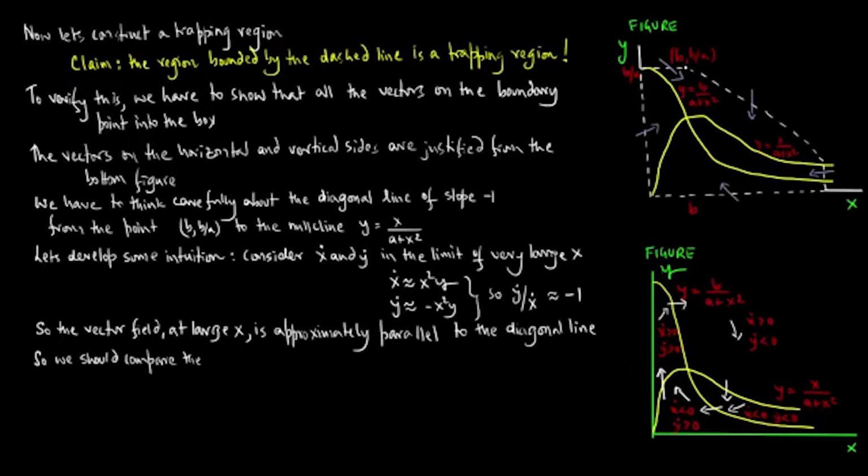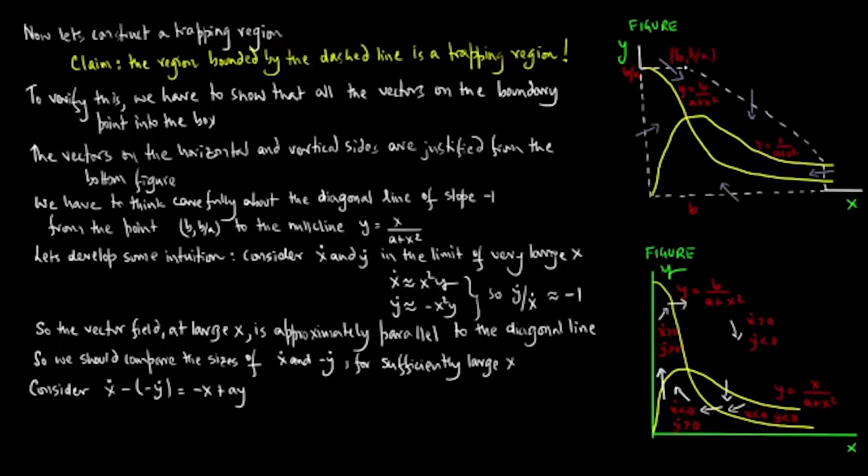So we should compare the sizes of x dot and minus y dot for sufficiently large x. So consider x dot minus y dot, which is equal to minus x plus ay plus x square y plus b minus ay minus x square y, which is equal to b minus x. So minus y dot is greater than x dot if x is greater than b.